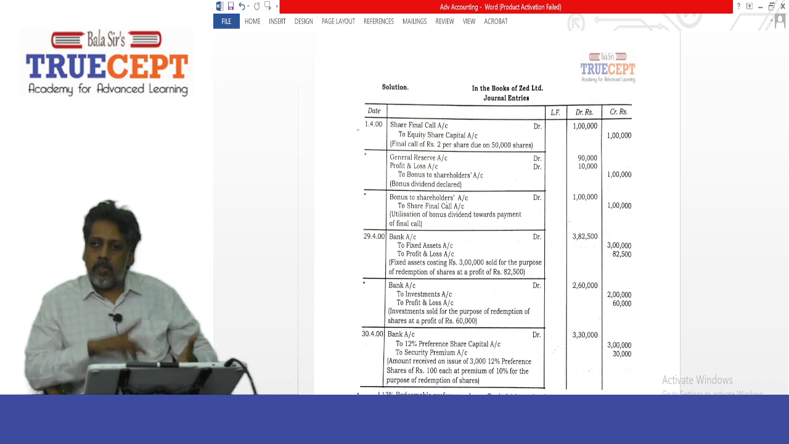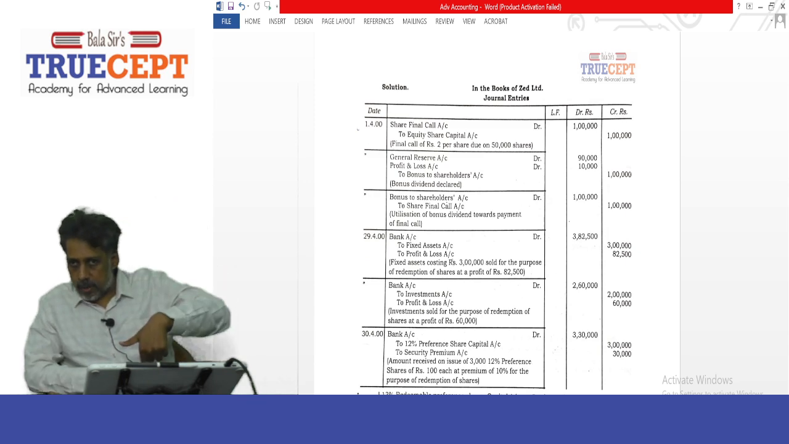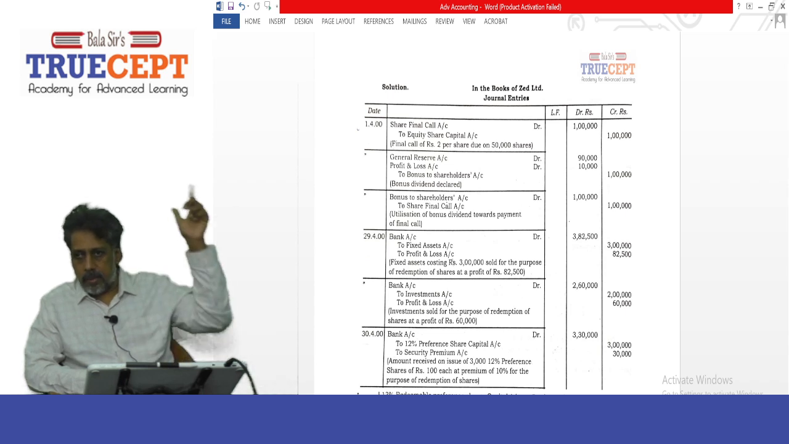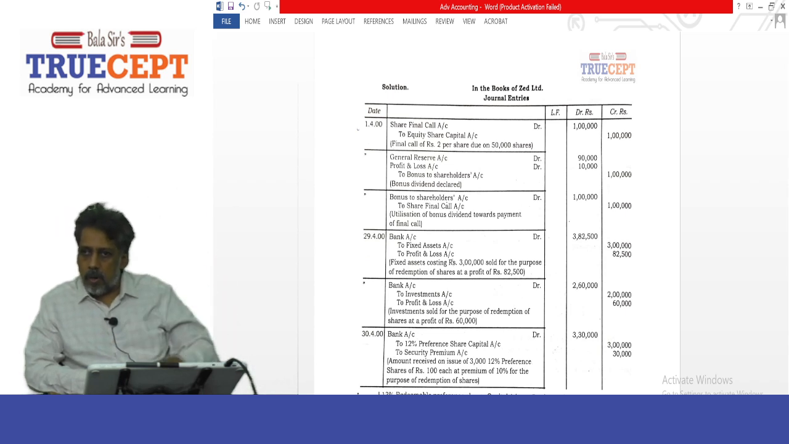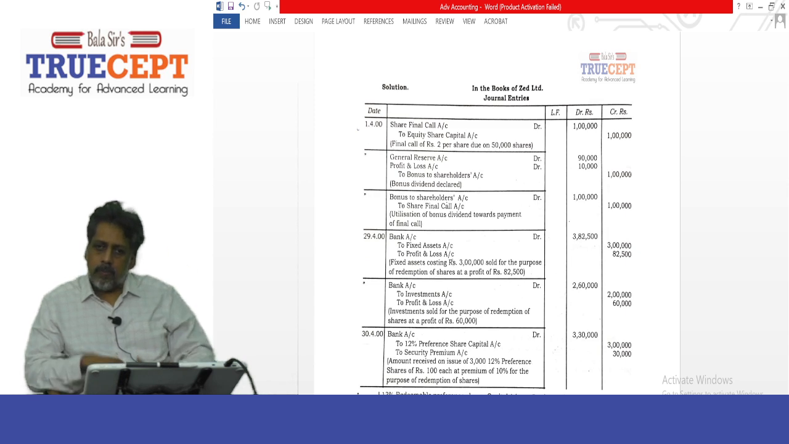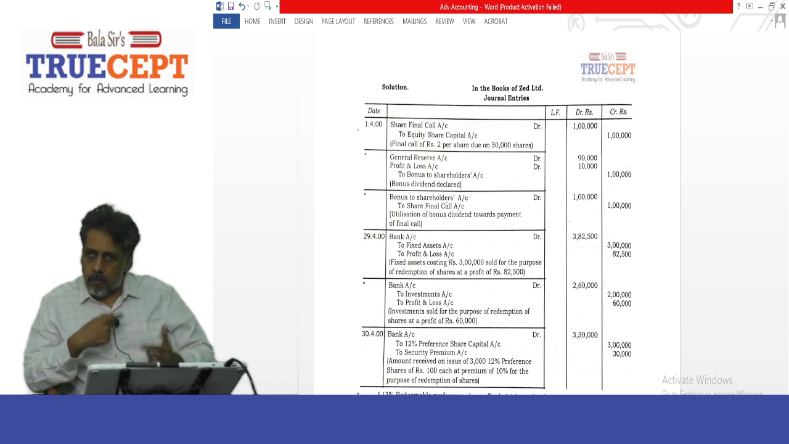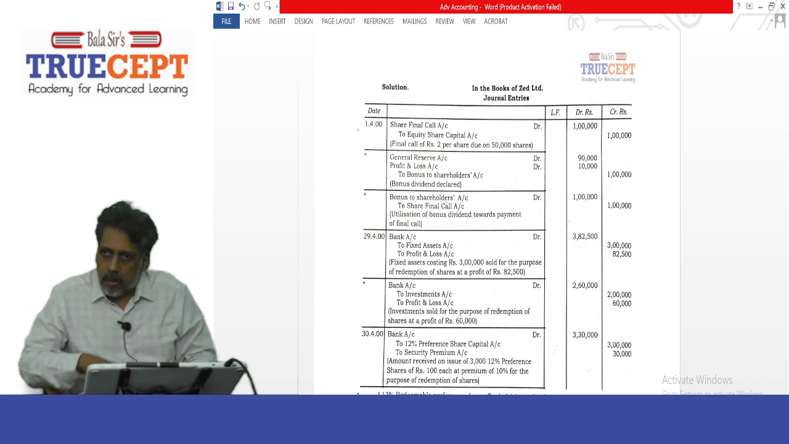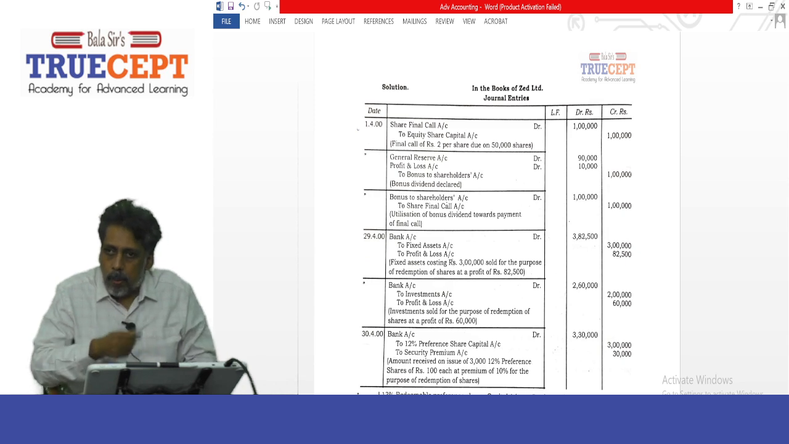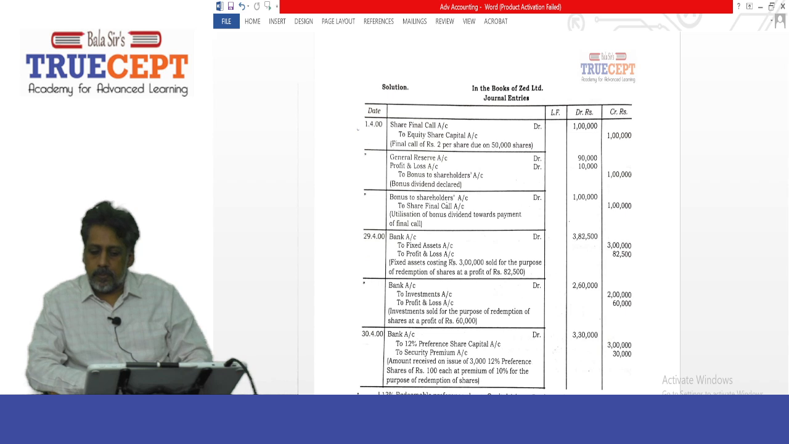Now what happens on 30th April? The preference shares are due for redemption, right? Now you are supposed to pass entries for sale of assets and also the fresh issue of shares for the purpose of redemption. So bank account debit 3,82,500. Bank account debit 3,82,500 for the sale of asset.